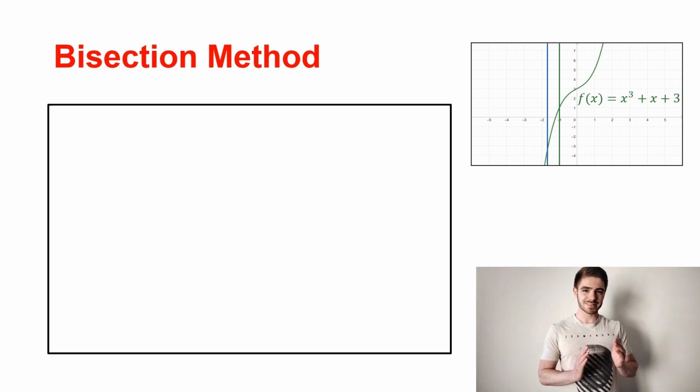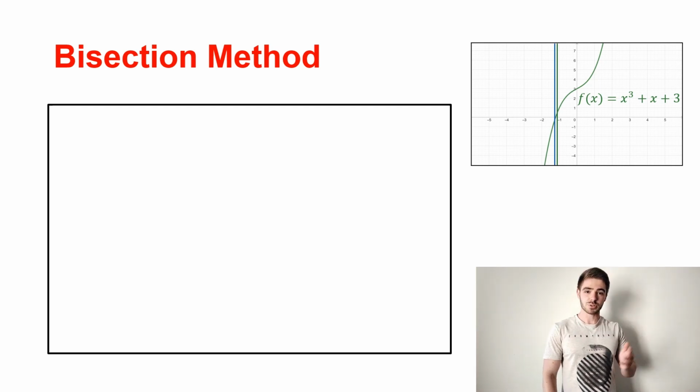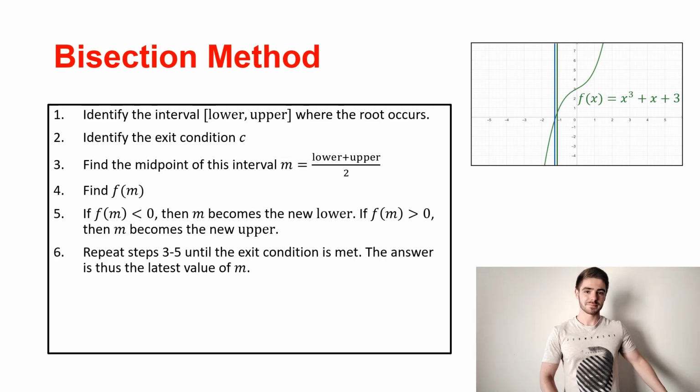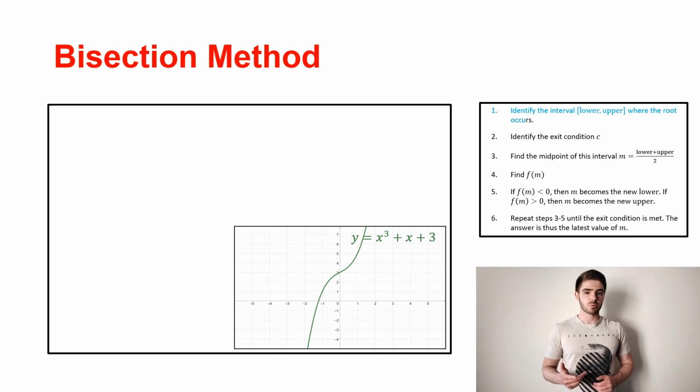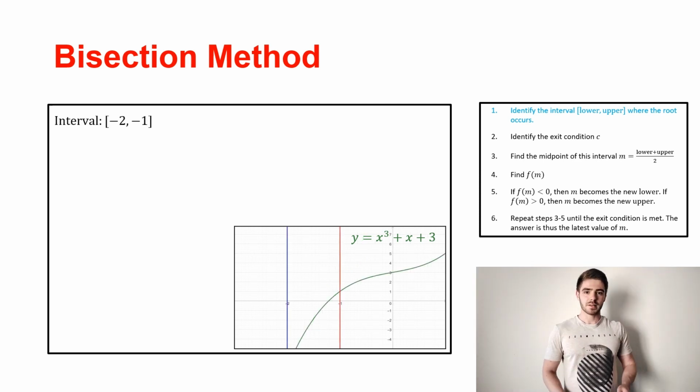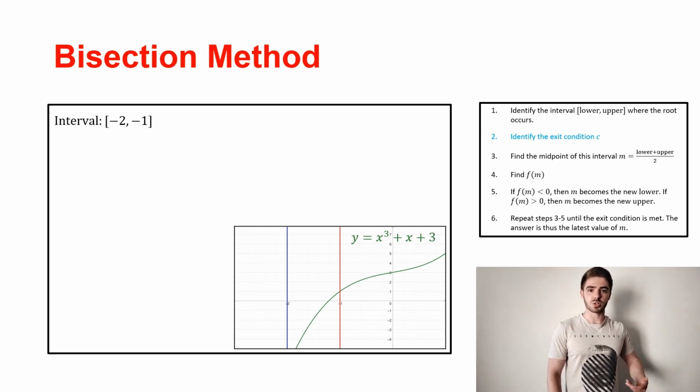If we can shrink this interval, we'll get closer and closer to our actual solution, and we do that by following this process. The first step will be to identify the starting interval. In your exam, this will actually be given to you, but for this example, let's assume it's from -2 to -1. Next, we need to identify what the exit condition is. This process can repeat forever unless we give it a reason to stop. So our exit condition is just going to be when we stop the process.